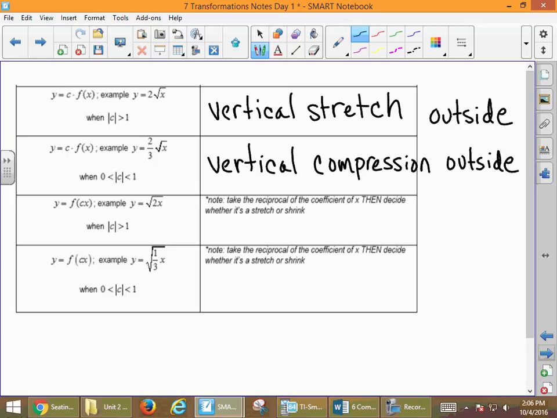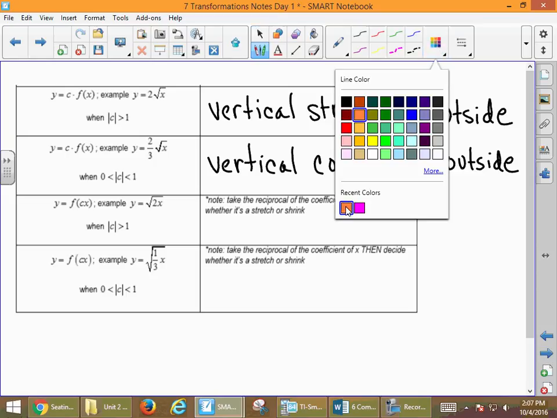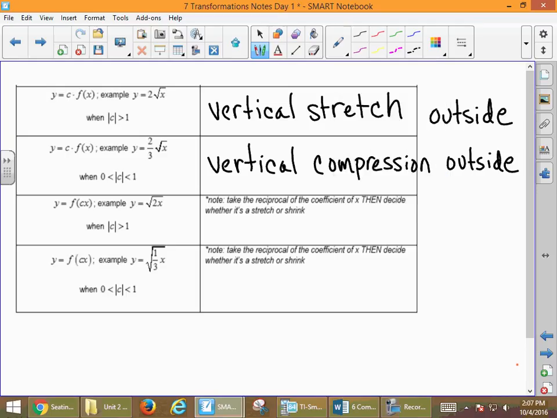But that c again is outside the function. But the thing about it is between 0 and 1. So that only leaves one kind of transformation left, because we've done right, left, up, down. We've done stretch and compress vertically. So that leaves stretch and compress horizontally for our last two. We have done the reflections as well, but the c is on the inside of the function this time.